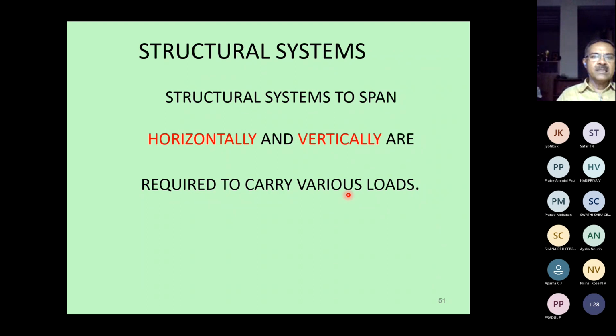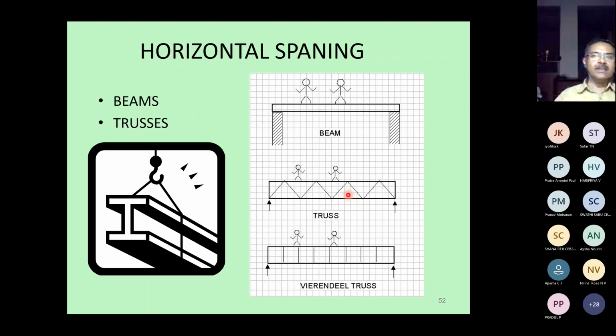Now the structural systems that are used to resist the loads we discussed are spanning in different ways. There are structural systems that span horizontally, systems that span vertically. So all these things are required to carry the different actions or loads we discussed.